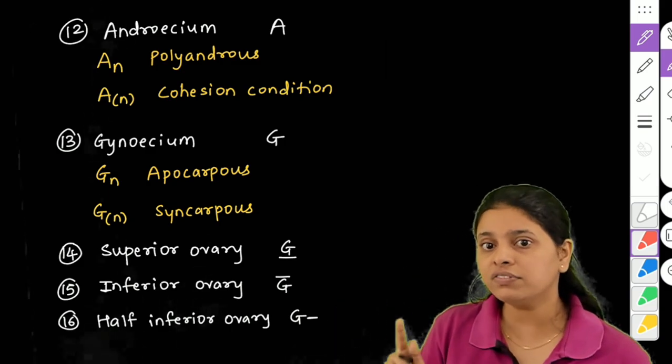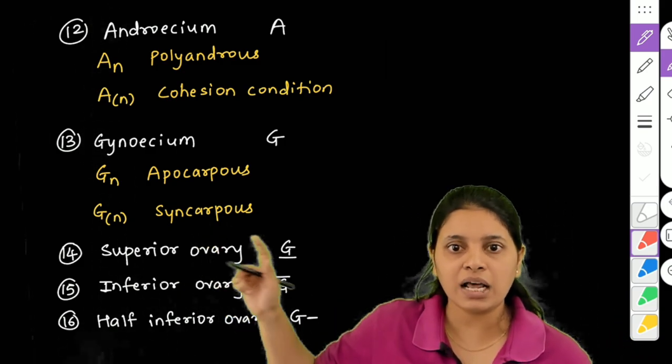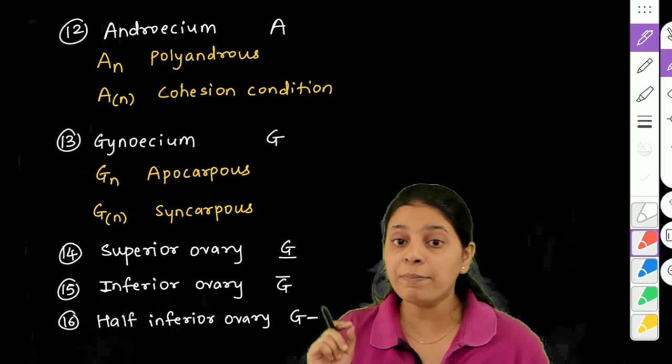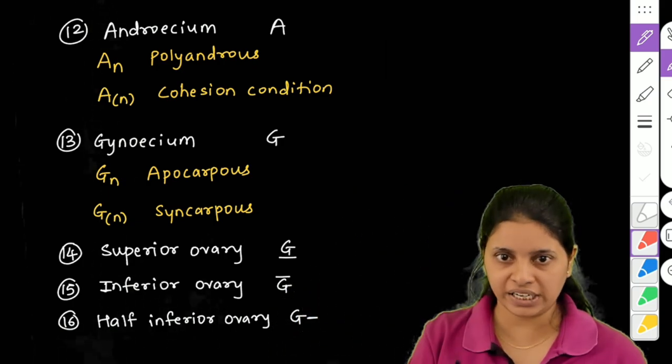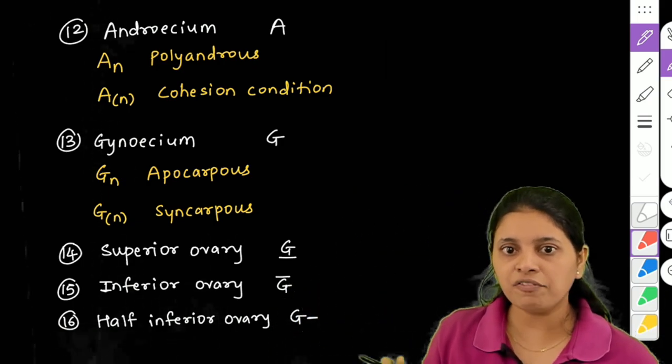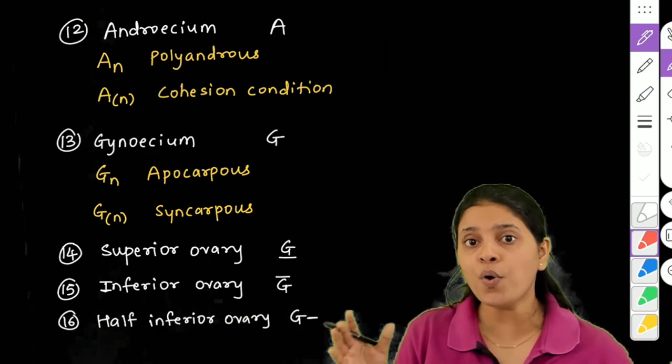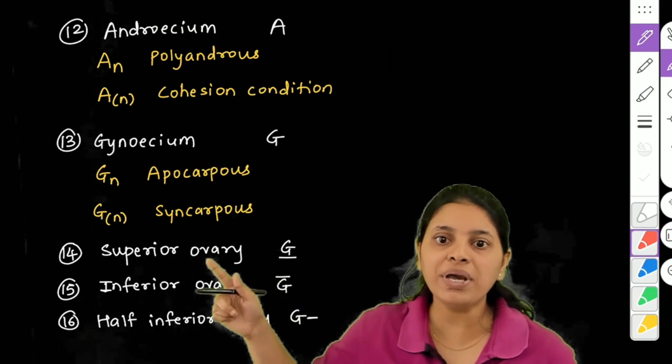But what if the carpels are fused? Syncarpous condition. So we have given a bracket over here. Now, depending on the position of the ovary and the other whorls, we have different types of flowers and different types of ovaries. So, in a hypogynous flower, we have superior ovary.